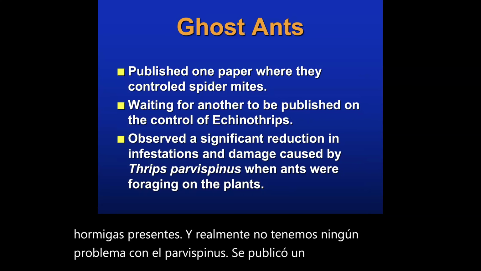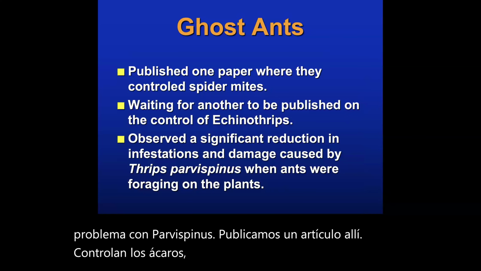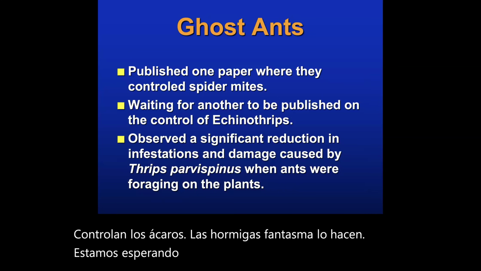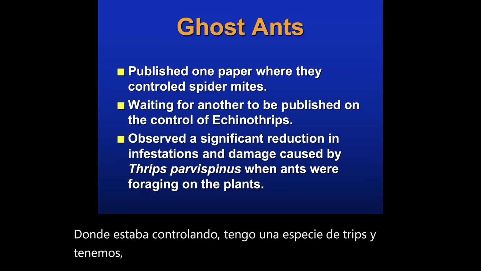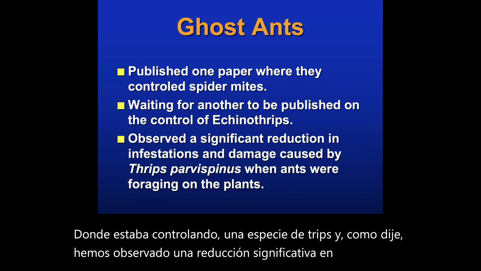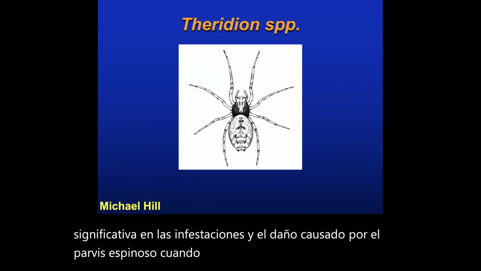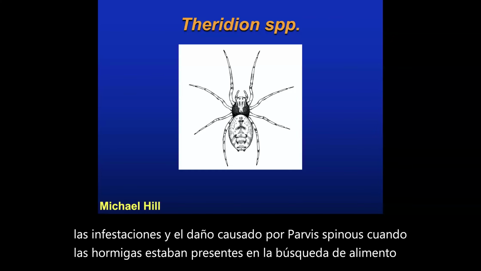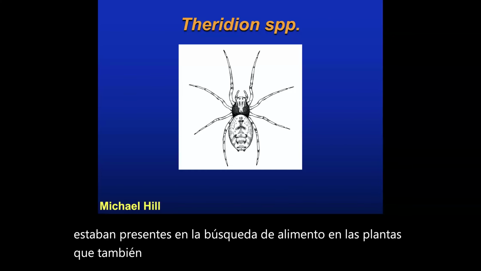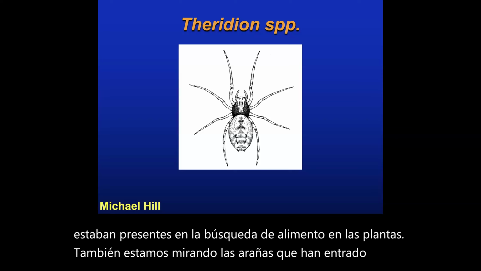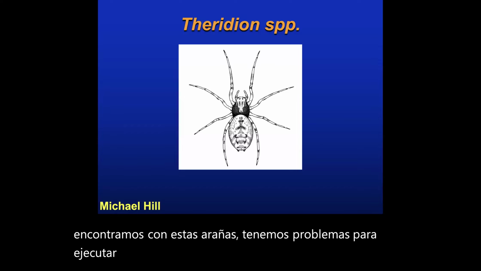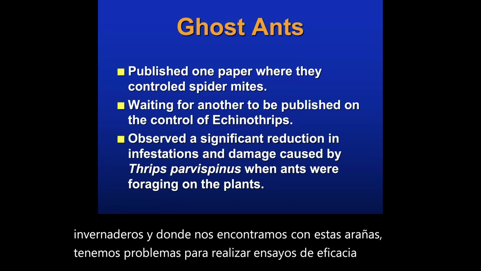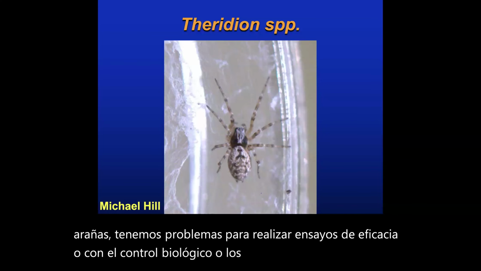They do control spider mites, ghost ants do. We're waiting for another paper to be accepted where it was controlling echinothrips. And like I said, we've observed significant reduction in infestations and damage caused by parvispinus when ants were present and foraging on the plants. We're also looking at spiders. They've come into our greenhouses, and where we run into these spiders, we have problems running efficacy trials with either biocontrol or chemicals because of these spiders.